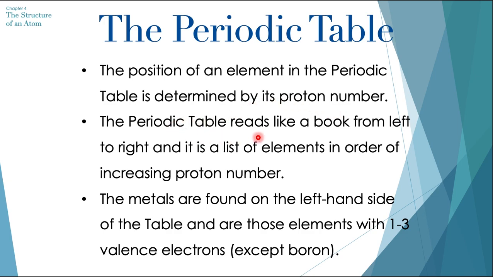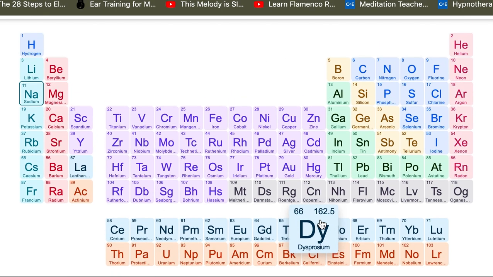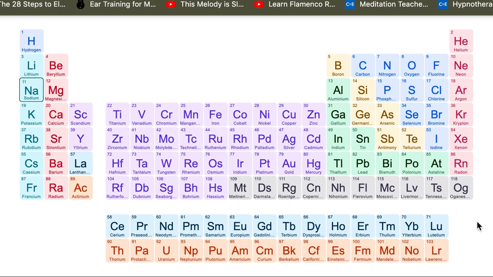Then the periodic table reads like a book from left to right, and it is a list of elements in order of increasing proton number. Again, it's the same thing, except that we have to read it from left to right. That is how the order of the proton number is increasing, from left to right. So let's look at the periodic table and how this looks. So this here is the periodic table, and as you can see, it starts from left to right. So in the periodic table we have different segments which have different kinds of elements.